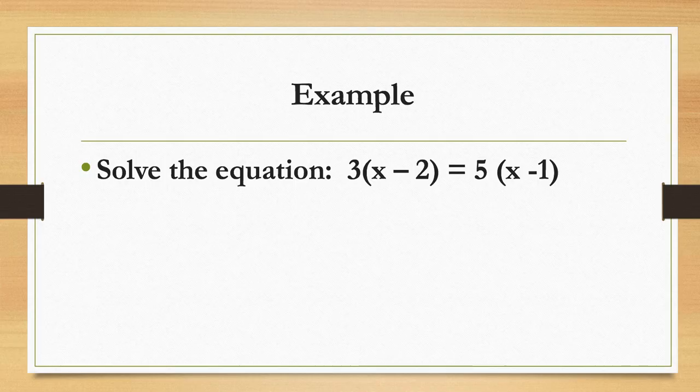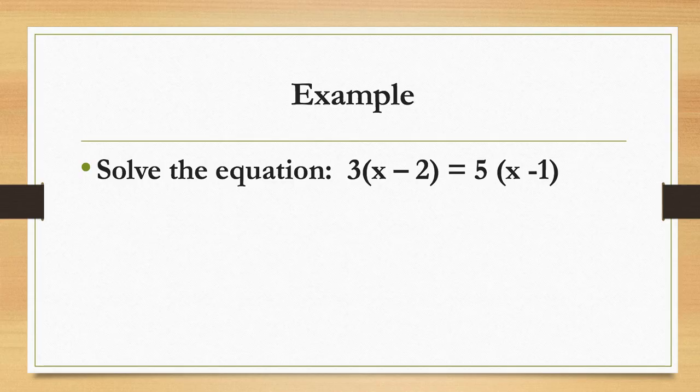So let's begin with this example. Solve the equation 3 times the quantity x minus 2 is equal to 5 times the quantity x minus 1. Note that it's a linear equation because when I look at the equation, I don't see any exponents. There are no powers of 2 or 3 or 4, and the assumption is made that if there are no exponents, the highest power of x is 1. So my job becomes to simplify this equation and solve it for x.